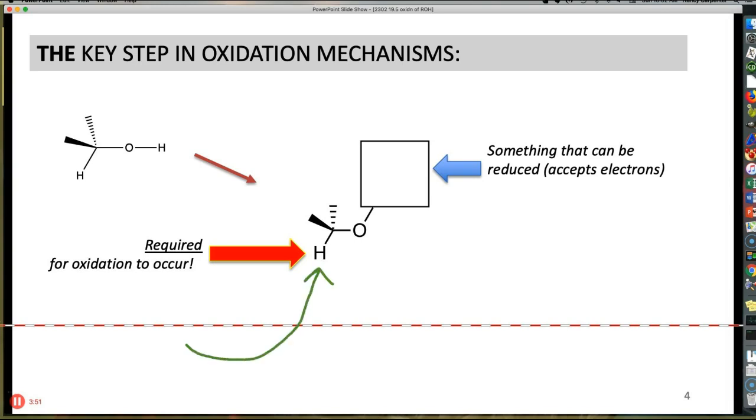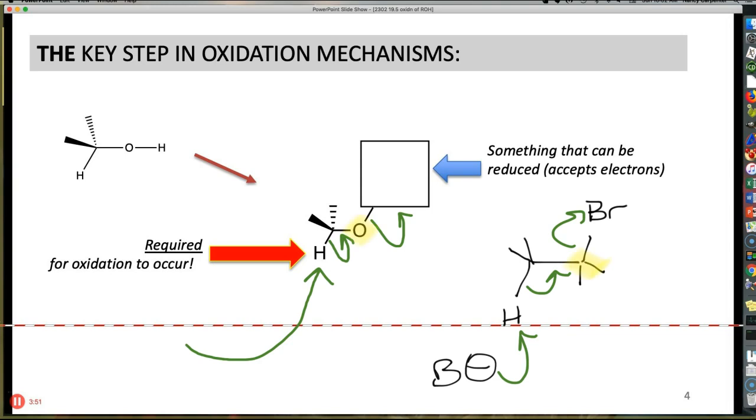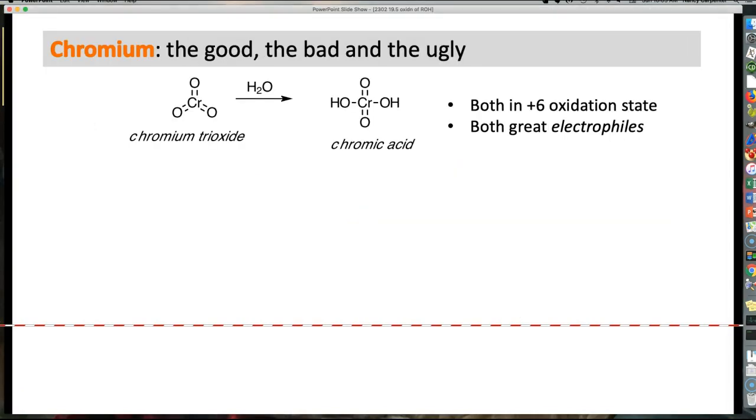A base will remove that hydrogen, just exactly like an elimination reaction. Kick that pair of electrons up into the carbon-oxygen bond and give those electrons to the thing in the box. So it really is a lot like an E2. So now, let's get real. What is that thing in the box?